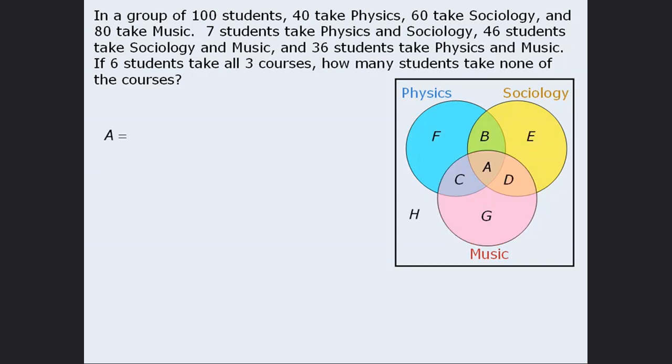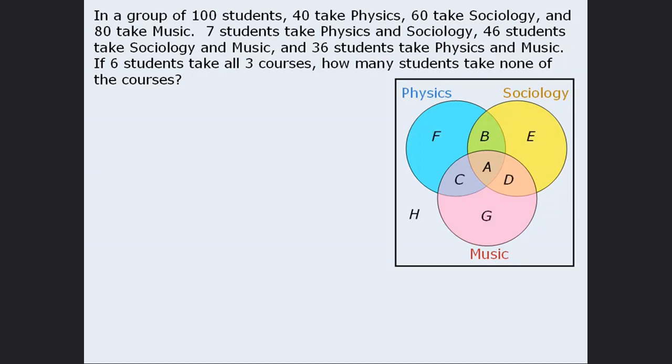Alright, what about region A? Well, this region lies inside all 3 circles, so students placed in this region take all 3 courses. Finally, what can we say about region H? Since this region does not lie inside any of the 3 circles, students placed in this region do not take any of the 3 courses.